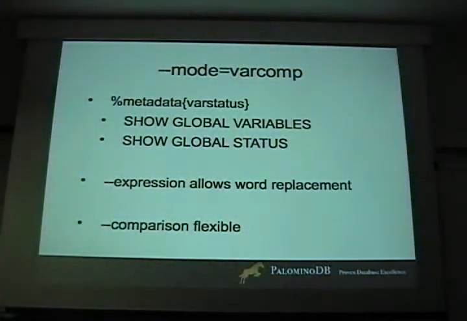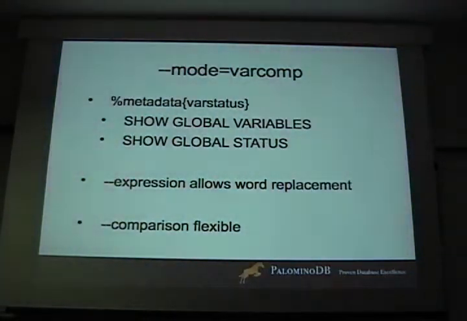The mode is variable comparison mode. We have other modes that we wrote into it, but for now, variable comparison mode. Here is a little bit of what the code looks like. We have a hash called metadata, and the key of the hash is var status, a hash of hashes. So there's a hash inside metadata of var status, and that is variables and status. It literally goes to the database and does show global variables and show global status. Those are key value pairs in themselves, variable name and value, like threads connected, 100, whatever. So it saves that into the hash.